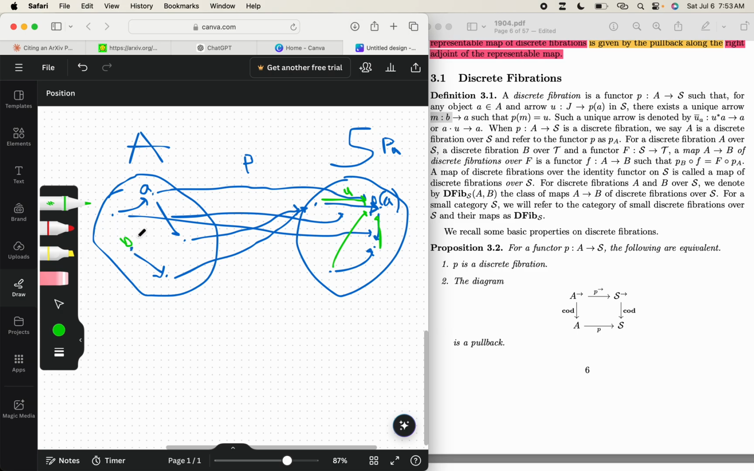and we find the M such that P of M equals U. So then we map the arrow to the arrow, and that makes this P of M.